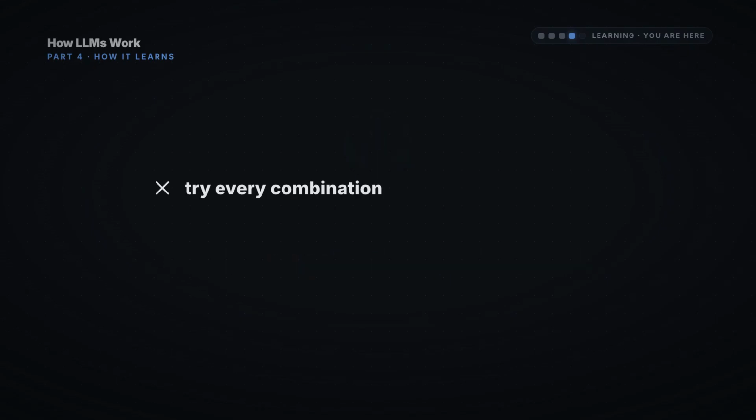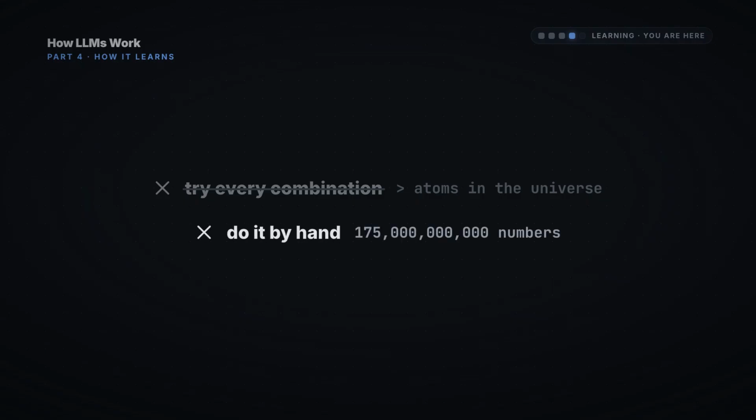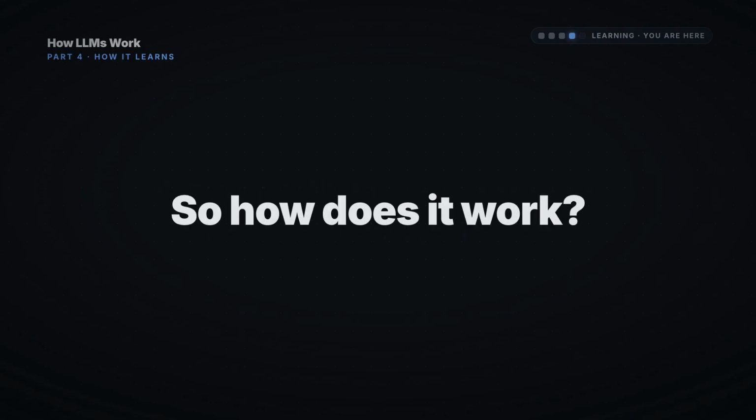You can't try every possible combination. There are more combinations than there are atoms in the universe. You can't do it by hand. No human could make sense of 175 billion numbers. So how does it work?